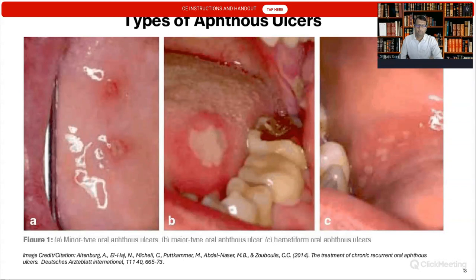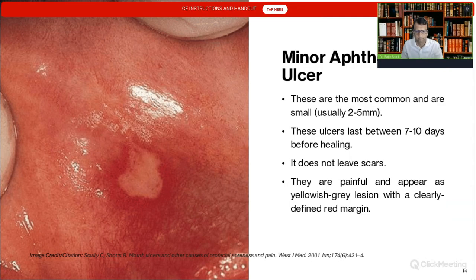Now, there are different types of aphthous ulcers. Basically, we can categorize them into three types: minor aphthous ulcers, major aphthous ulcers, and herpetiform aphthous ulcers. Now we'll discuss each of them in a little detail.